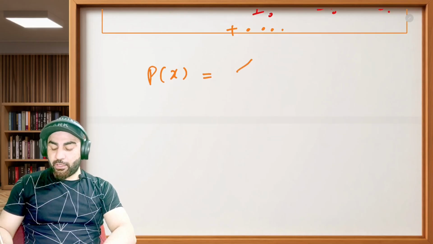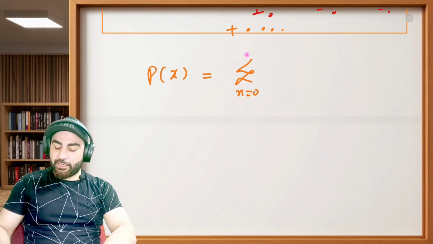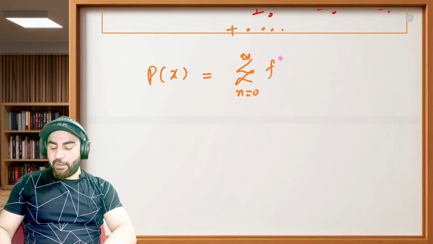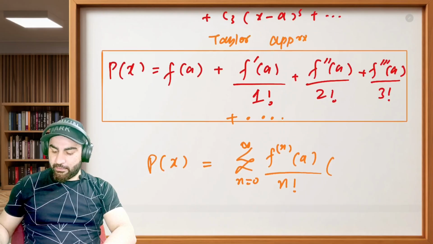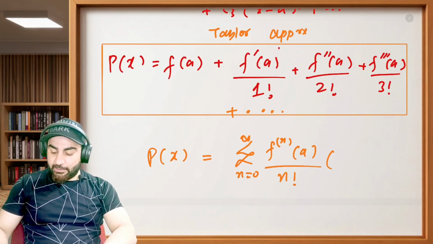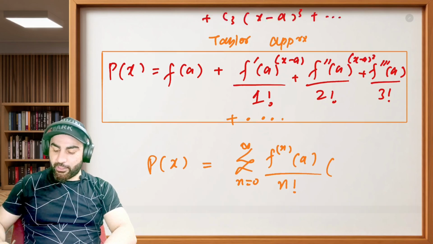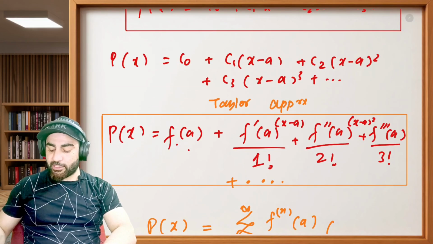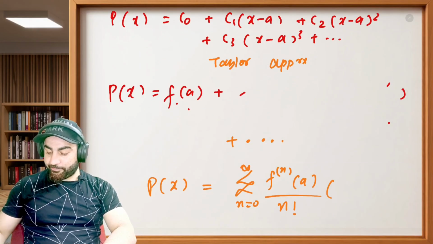So this is equal to the summation, where n goes from 0 to infinity, of f of n at point a divided by n factorial. And yes, I'm missing one term, that is x minus a. So I should keep on adding this. This is x minus a whole square. Okay, so these were the values for these constants. Let me write it in a better way. I don't want to clutter it.